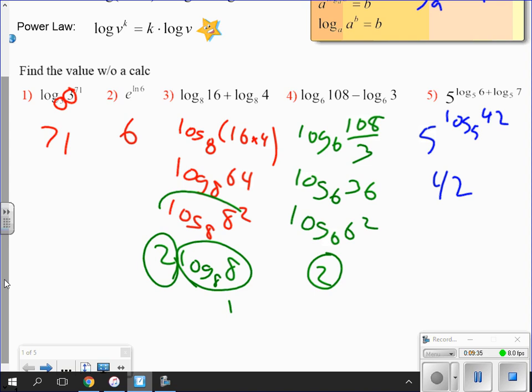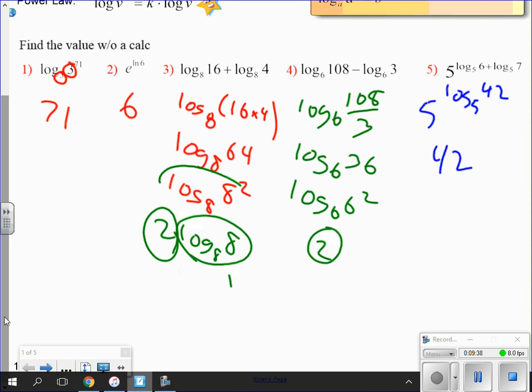Now, the other way you could do that problem is you could say, all right, when I have two exponents that are added together, that's also the 5 to the log base 5 of 6 times 5 to the log base 5 of 7, because what do I do when I multiply and have the same base? I add the exponents, right? So that means I can rewrite them as two powers multiplied together. And this is 6 times 7, which is, once again, 42.